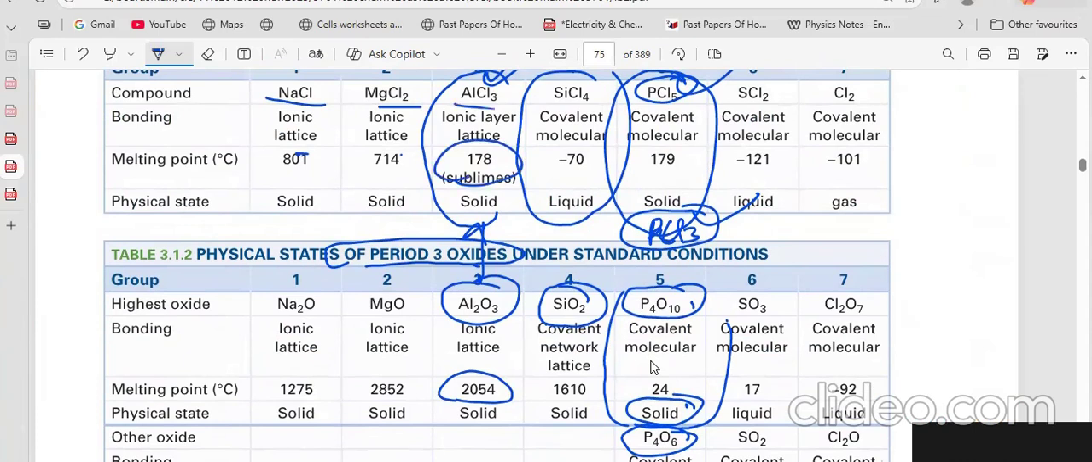So again, compare AlCl3 with this. Then SiCl4 is covalent, but this is a covalent network. This is covalent simple molecular. This is a liquid, this is a solid.